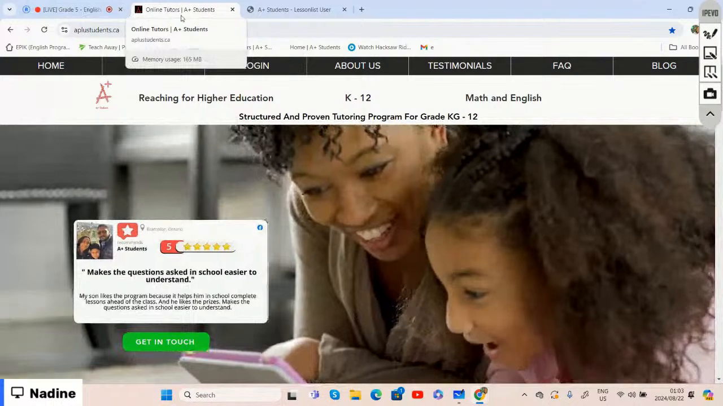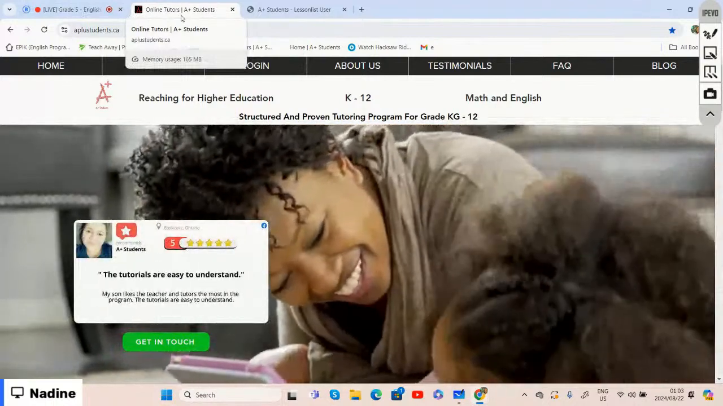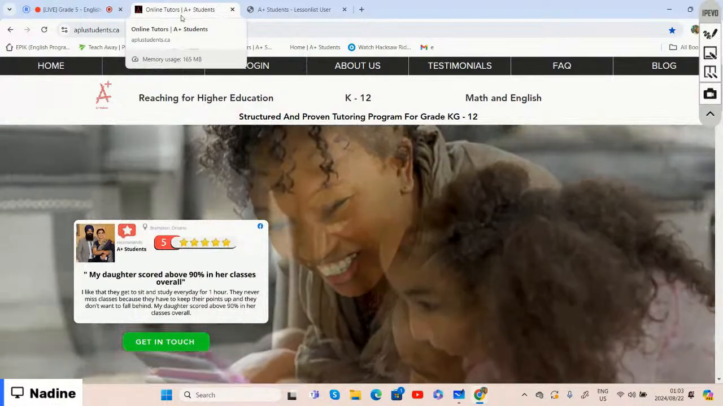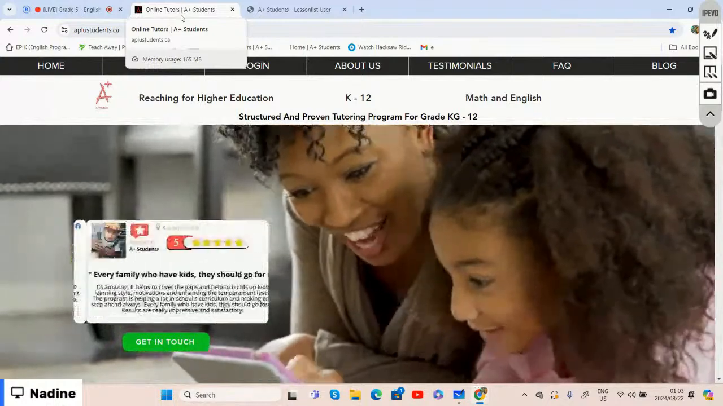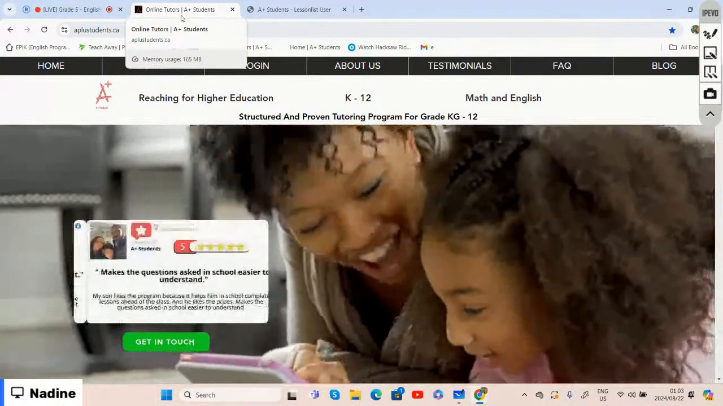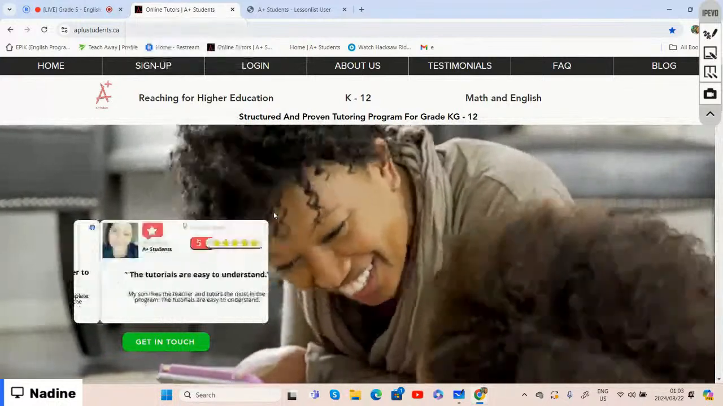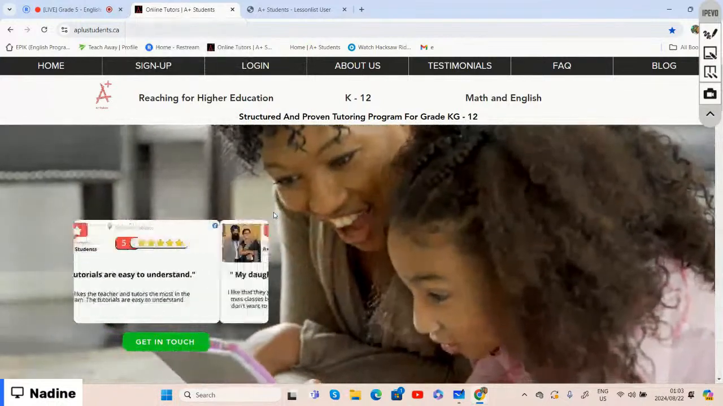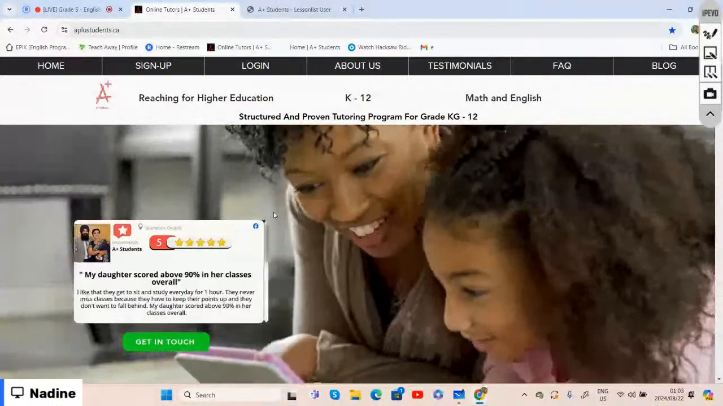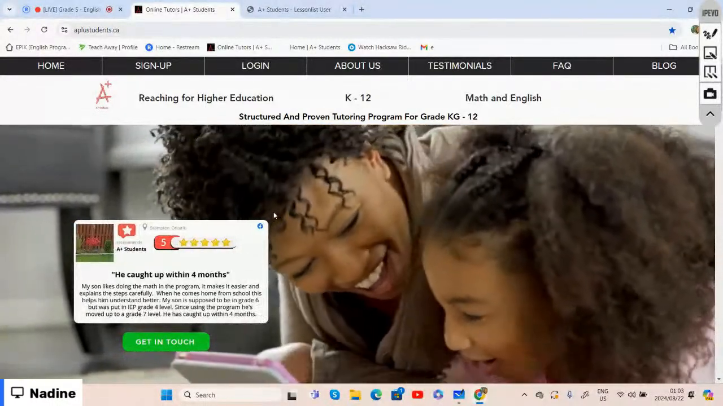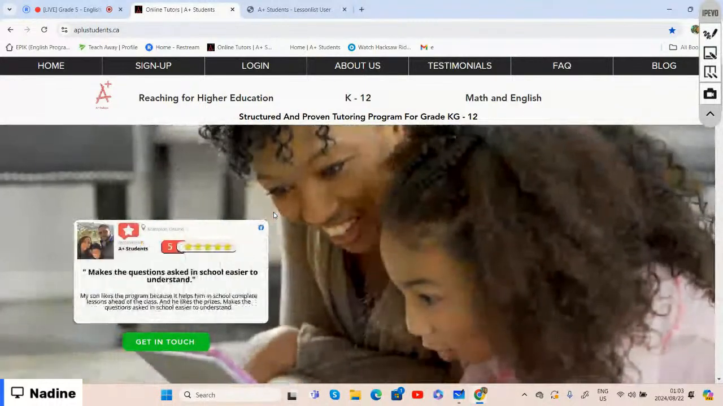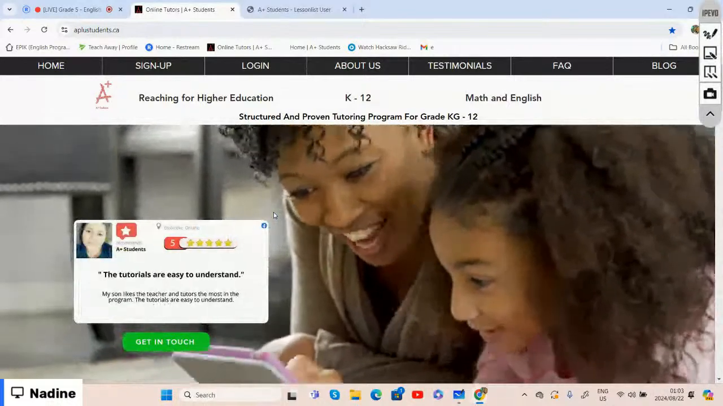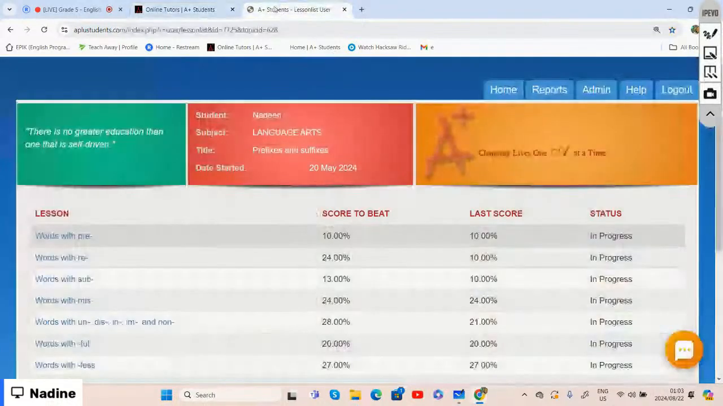All right, so we see that this is in our... sorry. So we are doing our grade 5 English lesson on prefixes and suffixes. Before we start, we're going to log on to aplusstudents.ca. Once you've logged on with our username as well as our password, we're going to select the subject of English Language Arts, grade 5, and then scroll down until we get to our chapter of prefixes and suffixes.